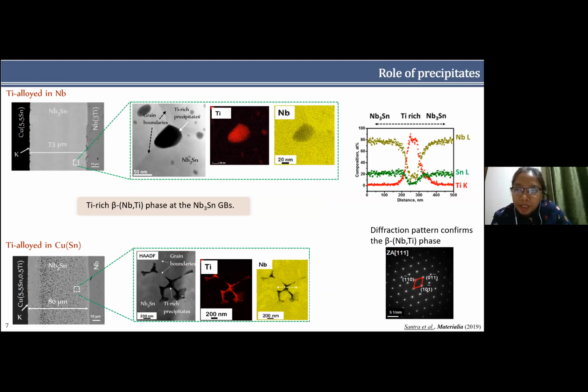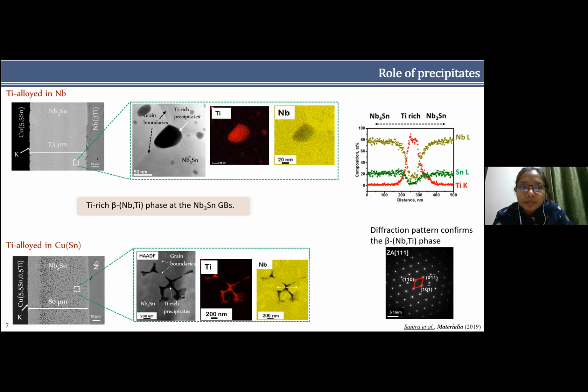Titanium has a huge spike when we conducted a line scan across one such precipitate, and there is a depletion of both tin, to a certain extent, and niobium. And when we captured the diffraction pattern from one such precipitate, we found that it crystallizes in the beta phase. So matching the composition and the crystal structure, we could say that these precipitates are the beta niobium titanium phase.